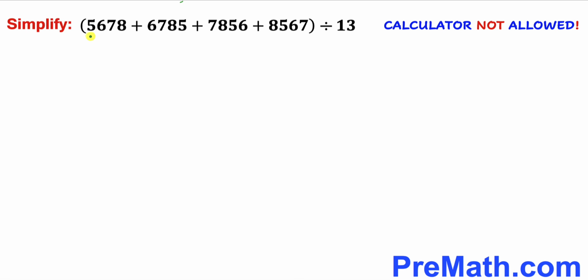Welcome to this interesting question. Our question is 5,678 plus 6,785 plus 7,856 and finally plus 8,567, all divided by 13. Our task is to simplify this given expression to get the exact value. Please bear in mind, we are not supposed to be using calculators of any kind.